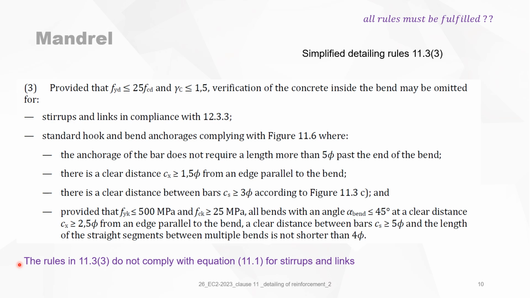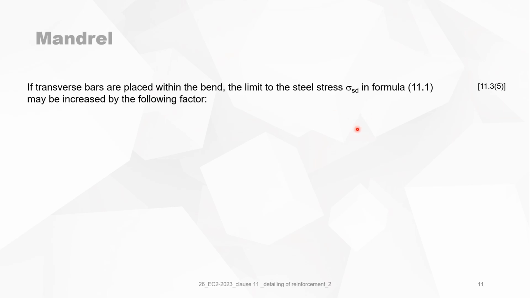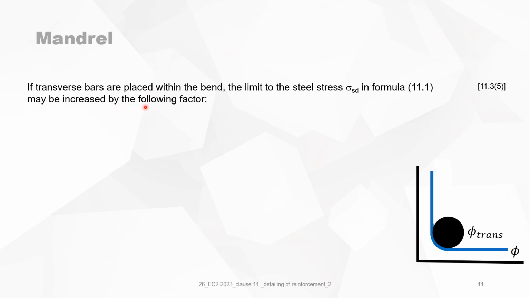So like I said previously, we have seen that the rules in 11.3.3 do not comply with equation 11.1 for stirrups and links, unless we use a factor called K trans, then the stirrups and links do comply. And this factor K trans is defined in 11.3.5. If transfer bars are placed within the bend, the limit to the steel stress sigma sd in Formula 11.1 may be increased by the following factor, which is K trans.